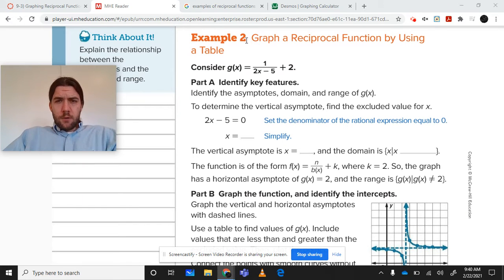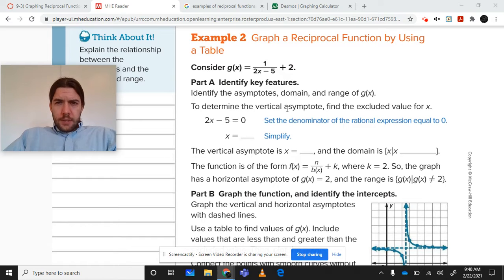Okay, example 2 has us graphing a reciprocal function by using a table. They give us the function g of x, which is defined as 1 over 2x minus 5, plus 2. I want to first identify some key features, like the asymptotes, the domain, and the range.